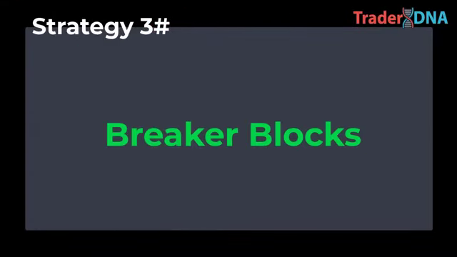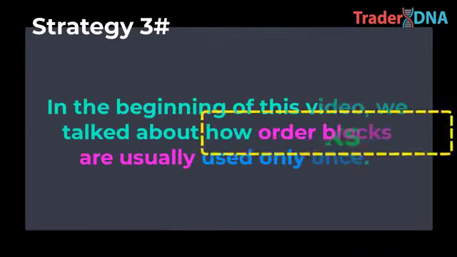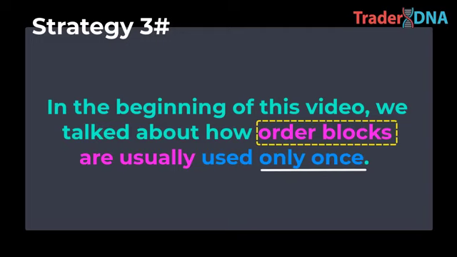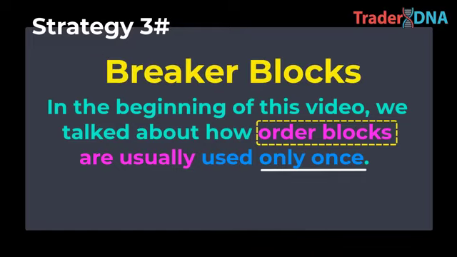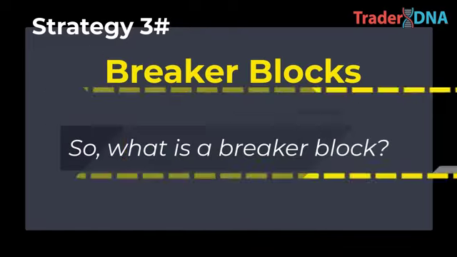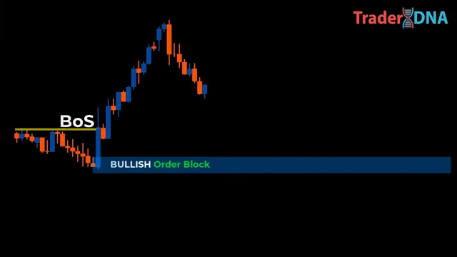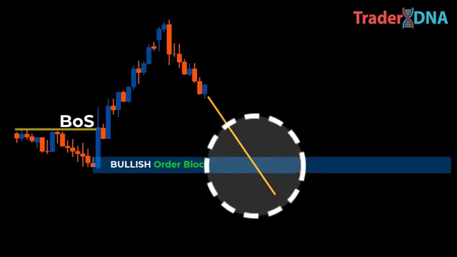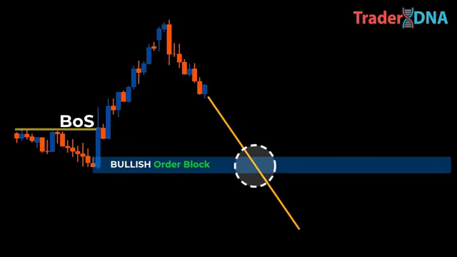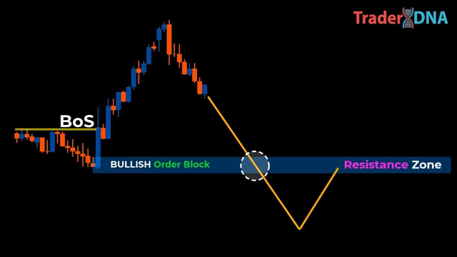Strategy 3. Breaker blocks. In the beginning of this video, we talked about how order blocks are usually used only once. However, there's a way to take advantage of broken order blocks, and this technique is called breaker blocks. So what is a breaker block? A breaker block is a previously valid order block that has been broken by the price. Once this happens, the price may retrace back to that level, which can then act as a resistance zone where the price might reject again.